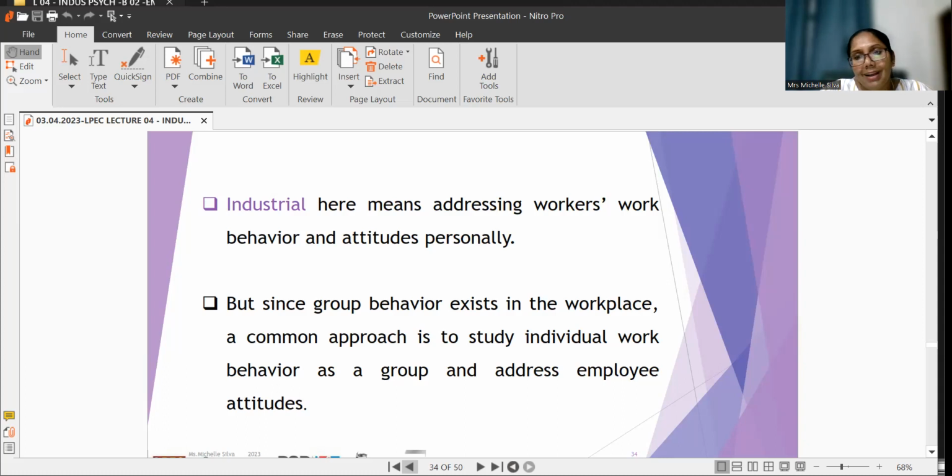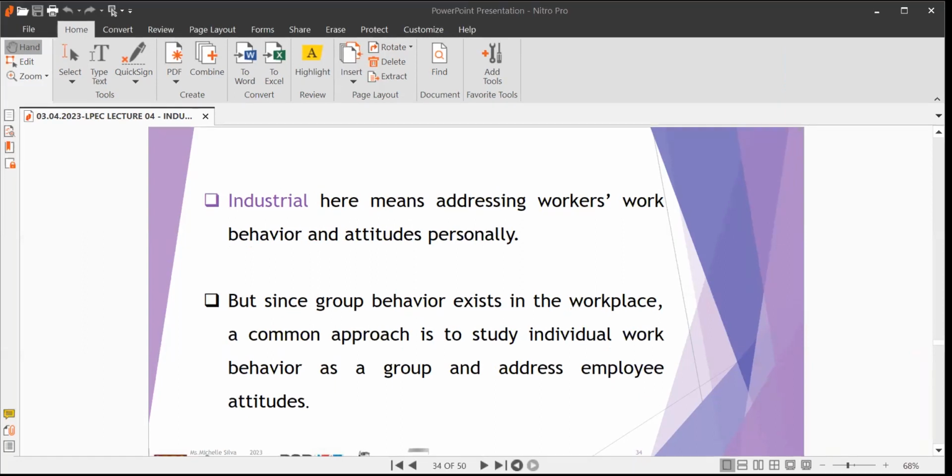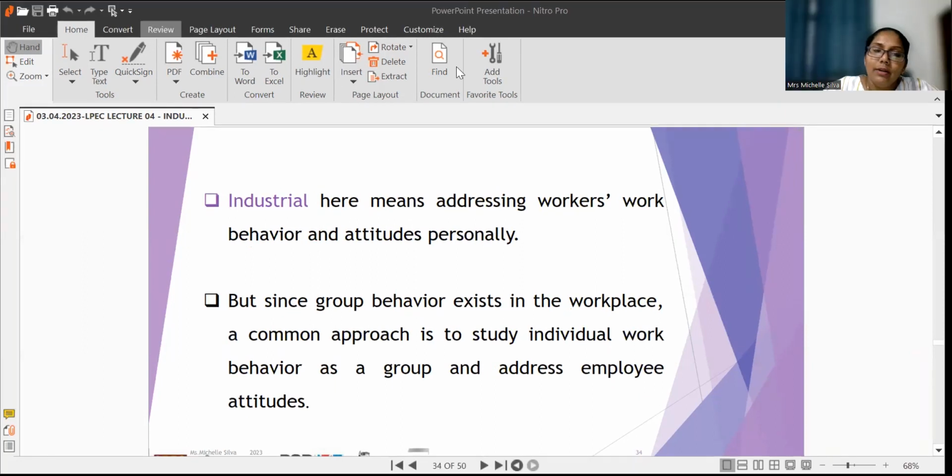Both industrial and organizational, because from the individual perspective as well as from the group perspective, since both are happening in the work context, now we have introduced it as industrial organizational psychology. So basically we can say industrial organizational psychology is all about studying work behavior from an individual perspective as well as an organizational perspective. So that's why it shifted from industrial psychology to industrial organizational psychology.